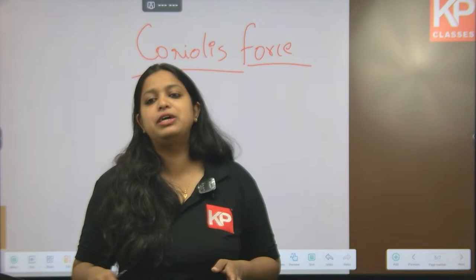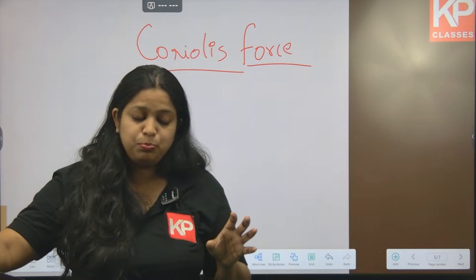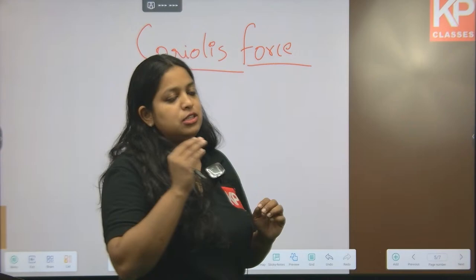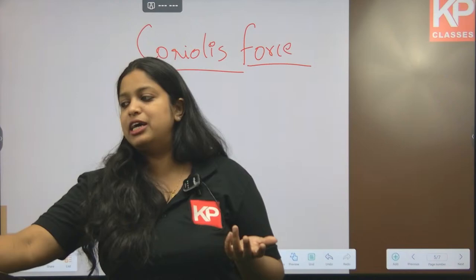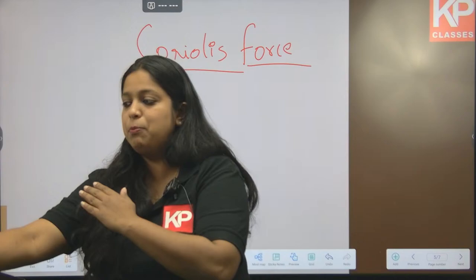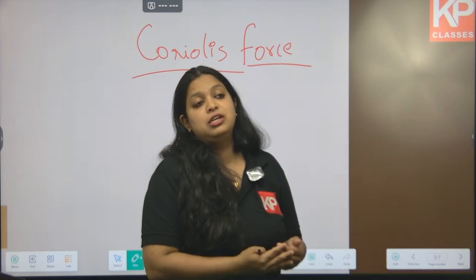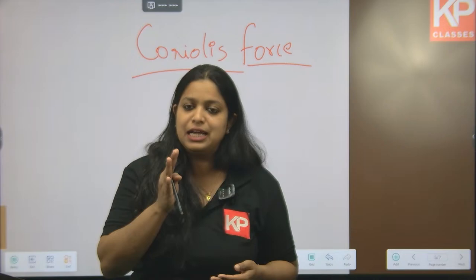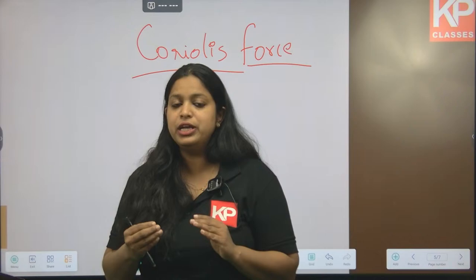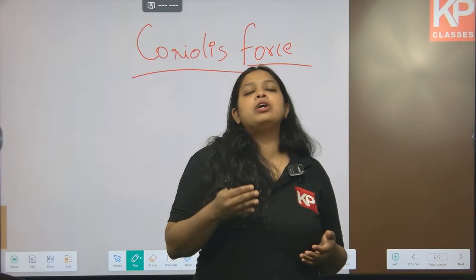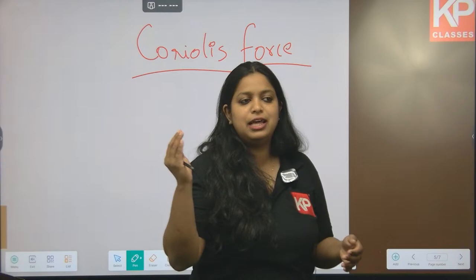So Coriolis force: when we look from the Earth's surface, because of the Earth's rotation, freely moving objects, for example ocean currents or an aircraft, seem to have a projectile motion. They seem to take a curved path, even though they are moving in a straight line, because we are rotating along with the Earth. The aircraft, which is actually moving in a straight line, will feel like it is taking a curved path.